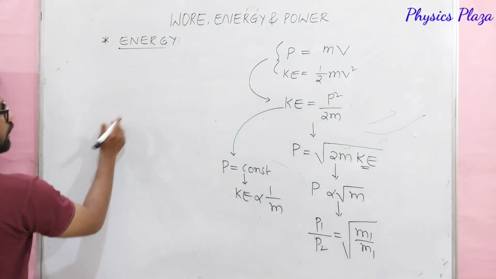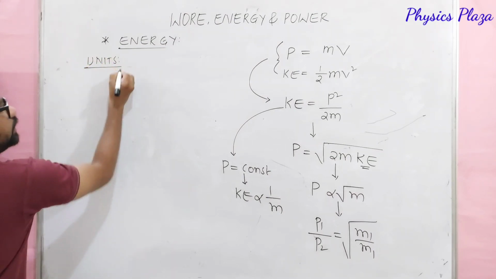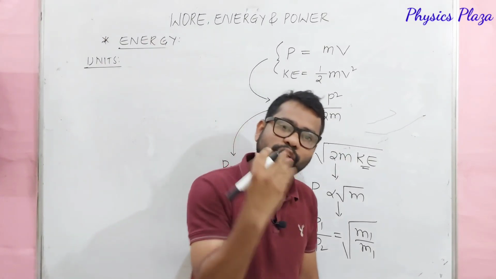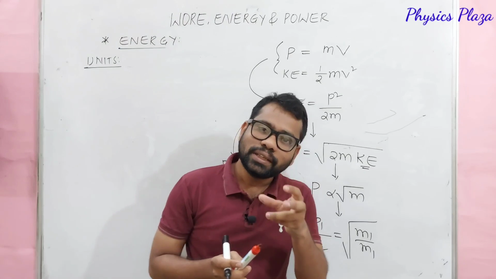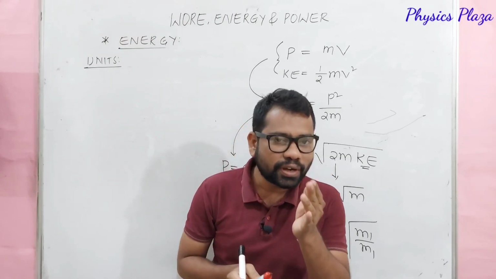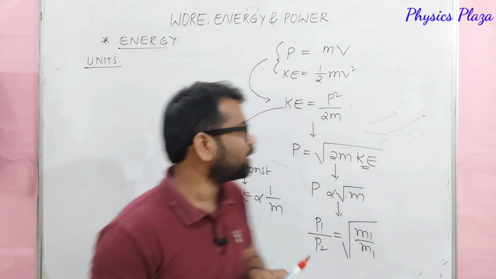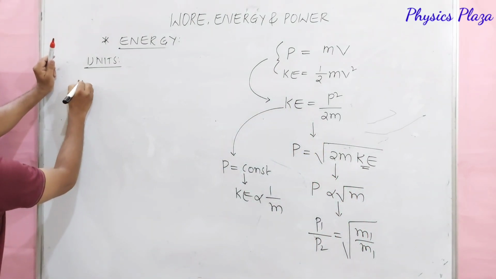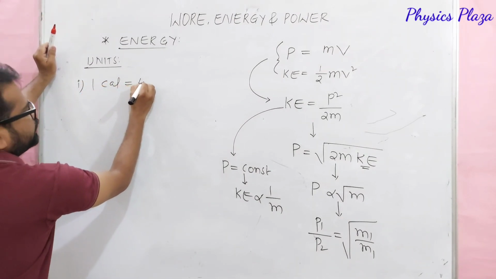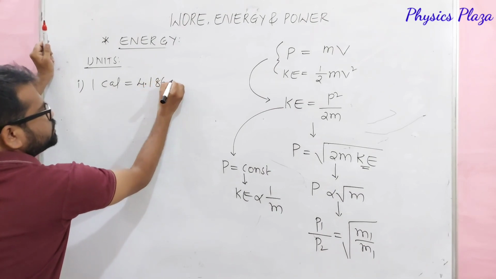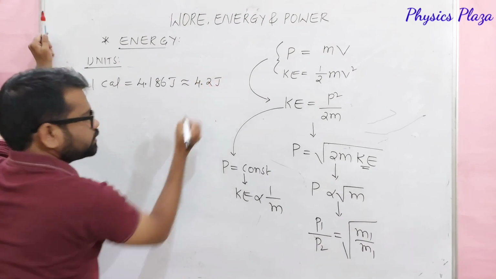Now, dear children, come to the units of energy. We know that the SI unit of energy is the joule, and the CGS unit of energy is the erg. But other than this, what are the special units which we use for energy, and how those special units are related to the joule, are very important. Children, the first important one is the calorie. 1 calorie is equal to, children, it is actually 4.186 joules, but approximately we can take it as 4.2 joules.